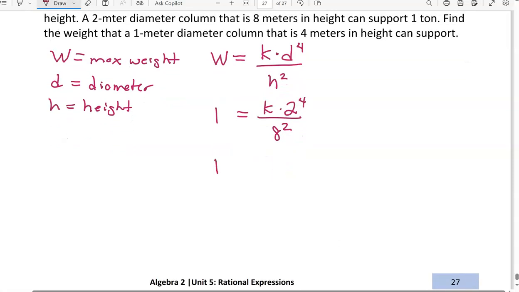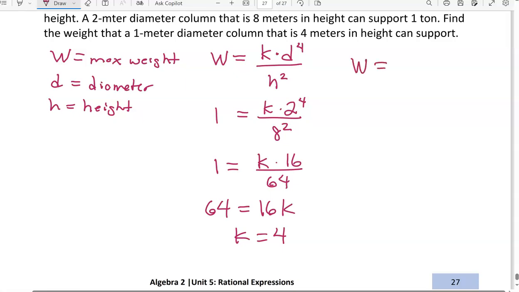All right, let's use that information to find the constant of variation. 2 to the fourth power is 16. 8 squared is 64. So if we multiply through by 64, we get 64 is equal to 16 times K. Dividing by 16, K is equal to 4. That's our constant of variation. So now our equation can be rewritten inserting the constant of variation. So W is equal to 4 times D to the fourth divided by H squared. So just take that equation we initially wrote and insert the constant of variation.